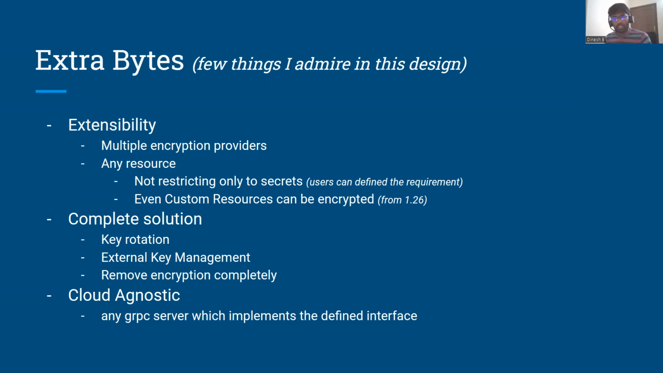And the KMS is a cloud agnostic solution. Any gRPC server which implements these three methods, version, encrypt, and decrypt, will act as a KMS provider. Because Kubernetes is well adopted and runs in multiple clouds, even on-premises, this solution should be cloud agnostic. They have also considered this.